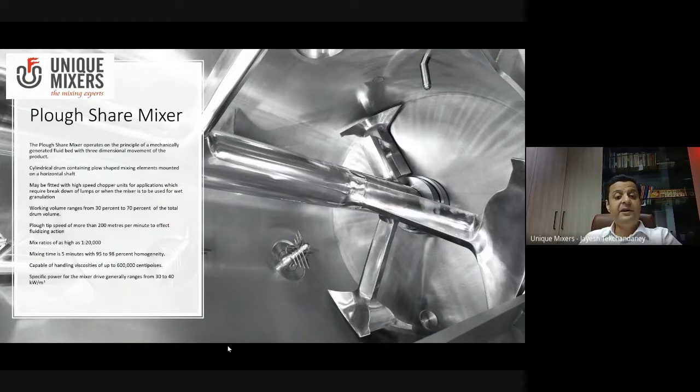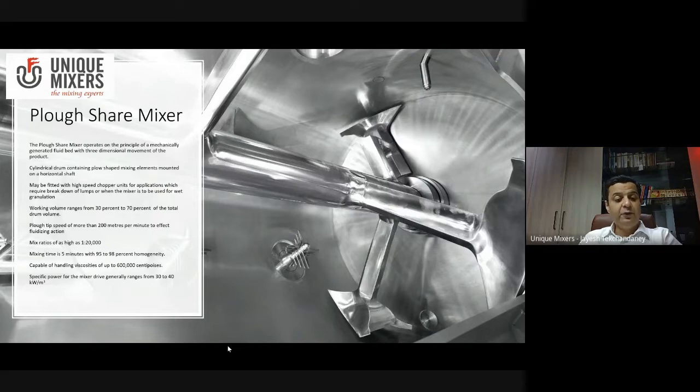It may be fitted with high-speed chopper units for applications which require breakdown of lumps, or when the mixer is to be used for wet granulation. The working volume ranges from 30 to 70% of the total volume of the equipment. The tip speed, or peripheral speed, of the plow is more than 200 meters per minute, and that is required so that you get fluidizing action.